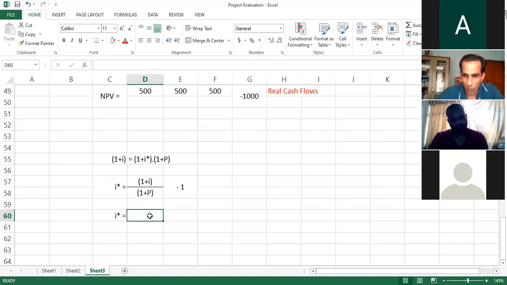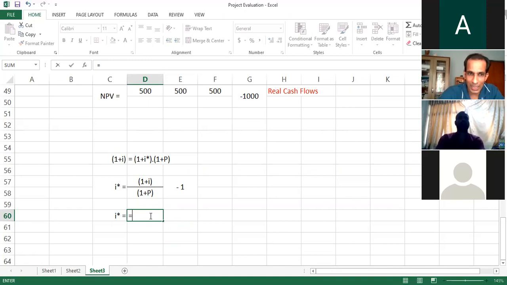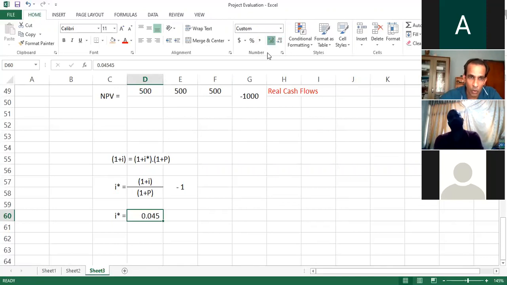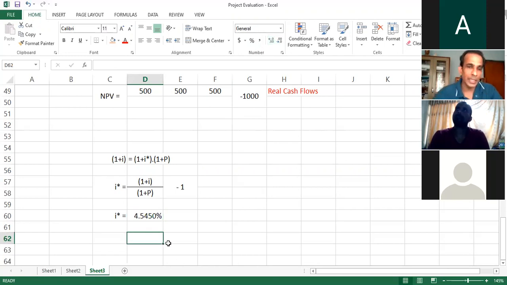4.54%. So we'll use the decimal point as accurate as possible. If you mention a little bit more decimal points, 4.545. Since we can calculate this very easily, that's why I asked to give a little bit more decimal points. So that means 4.545%. So this is the real rate.